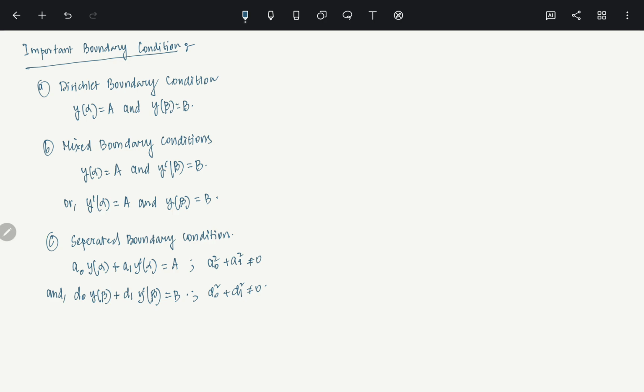Okay, and what happens if you do not have data at one point, let's say alpha or beta? Then this ceases to be a boundary value problem, right? Okay, and then a very important boundary condition, this is called the periodic boundary condition.